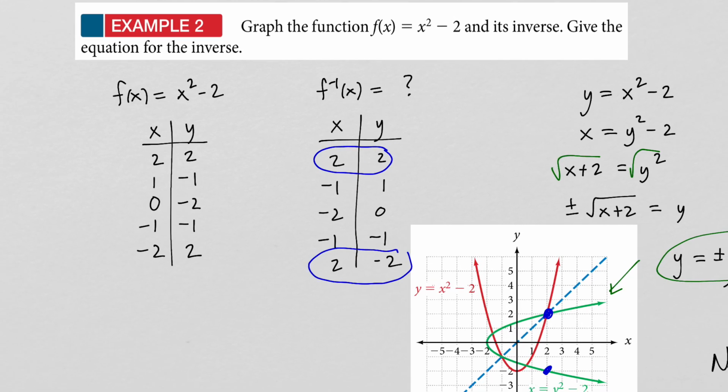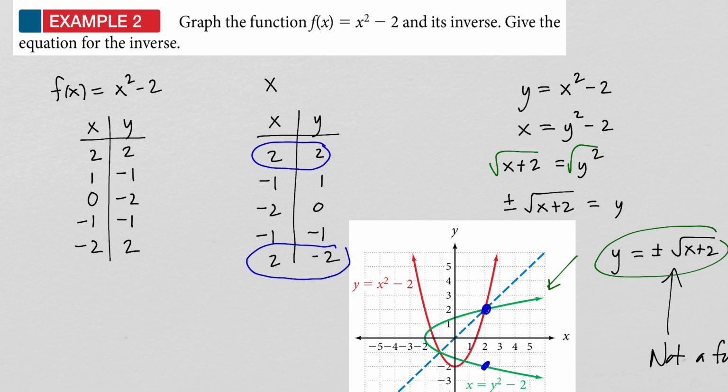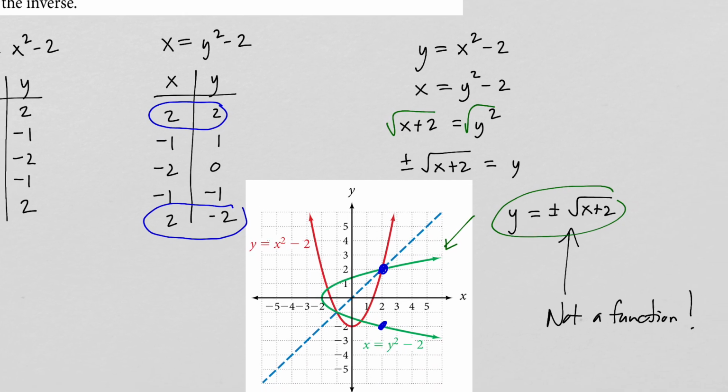So there is no inverse function that exists here. We only have an inverse equation, which is x equals y squared minus 2. Because when you solve for y, you get this plus or minus symbol here, and that means that you're going to have two y values for one x value, and that can't happen. So we do have an inverse, but we don't have an inverse function.